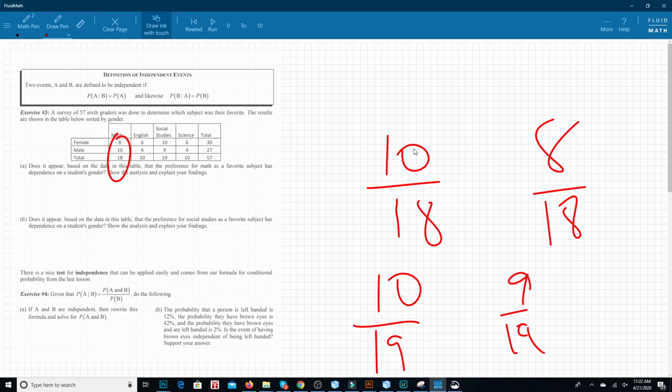There's a nice test for independence that can be applied easily. It comes from our formula for conditional probability from the last lesson. So it says, given that the probability of A given B equals the probability of A and B over the probability of B, do the following. If A and B are independent, then rewrite this formula to solve for P(A and B).